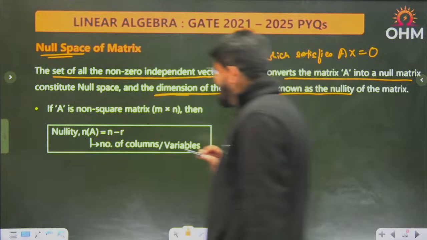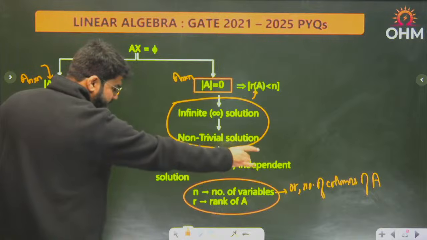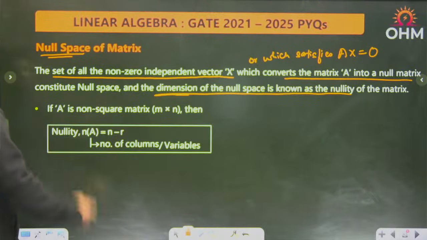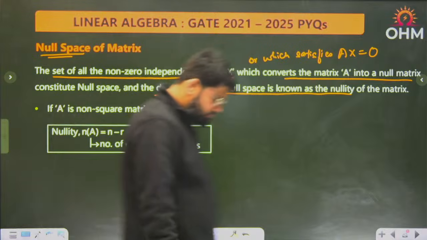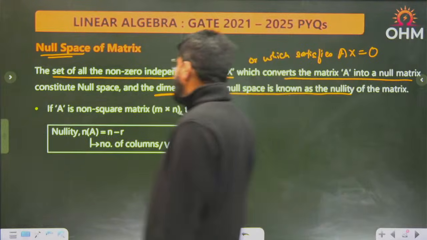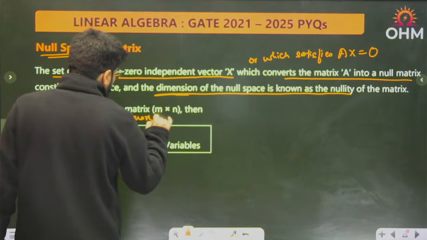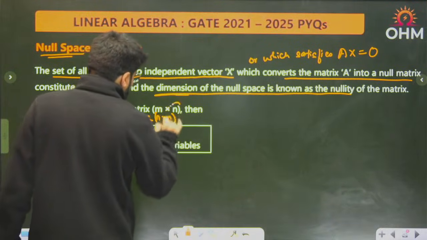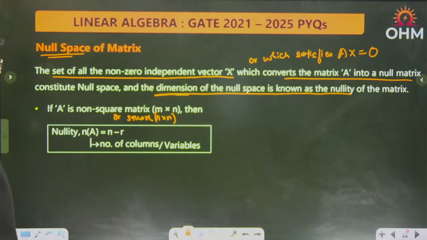What is the nullity formula then? n minus r. Again, I told you n is the number of columns or number of variables, and r is the rank of the matrix. A may be non-square or square, anything. Square also means n cross n, then also the number of columns is the number of variables. The nullity is given by n minus r.